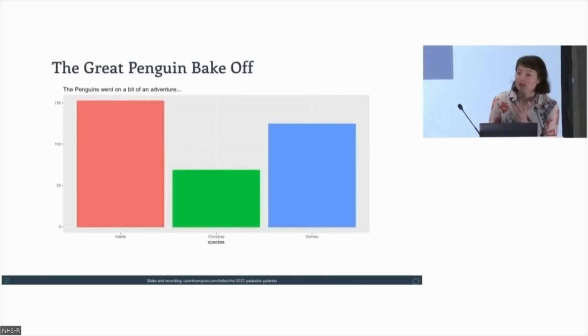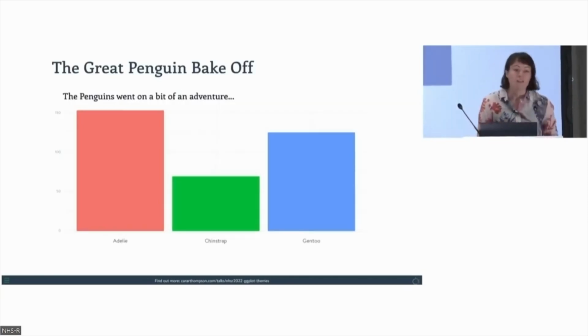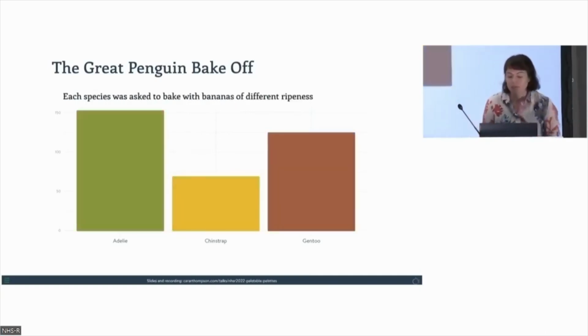So the penguins went on a bit of an adventure. And I'm just going to steal the theme that we created in our presentation yesterday. If you weren't here yesterday, you can catch up with that again at the link on the slides. So they went on a bit of an adventure. They had different conditions in which they were baking. Some of them were given underripe bananas, some of them were given ripe bananas, and some of them were given overripe bananas. Now, I haven't added a legend here, but you can probably guess which species was given what.